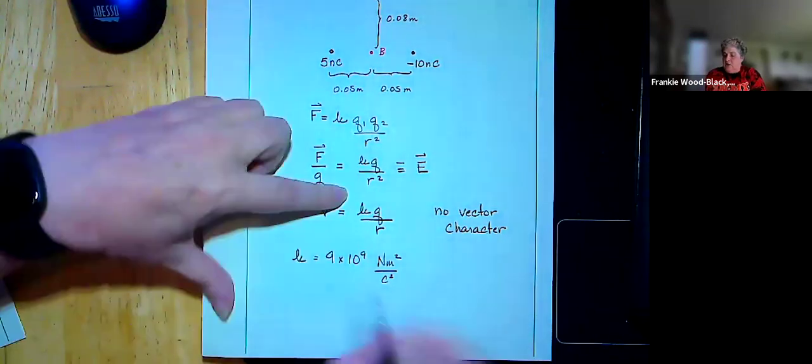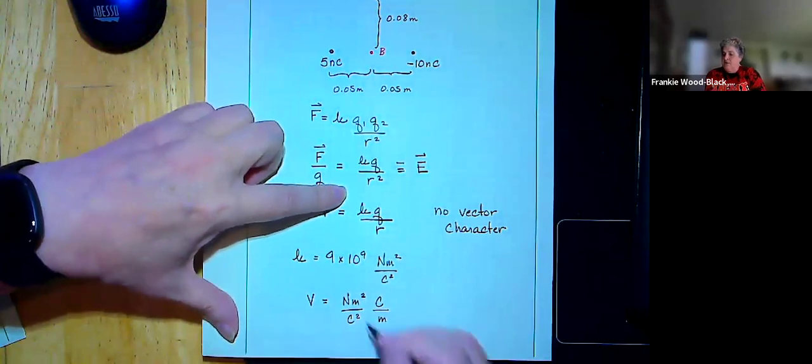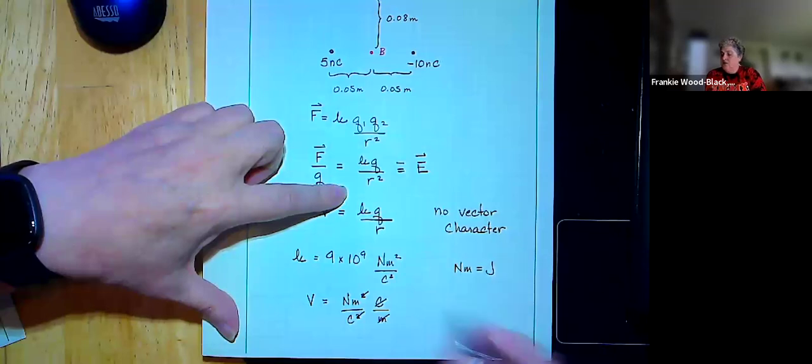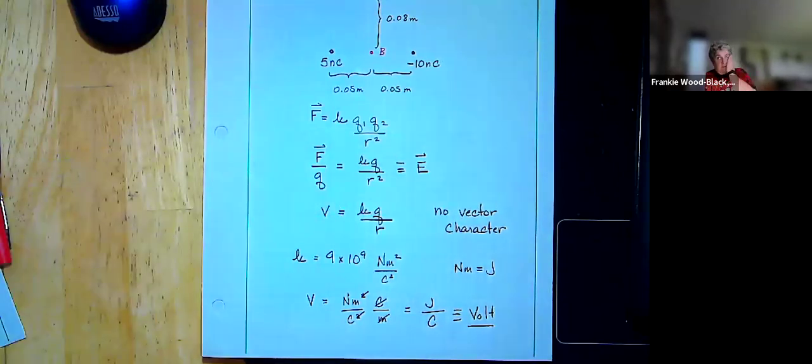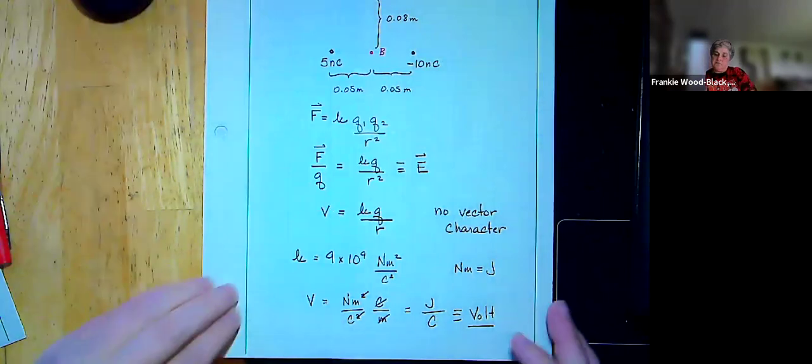So if I do this for my units, we're going to do our unit analysis here. I get Newton meters squared per Coulomb squared, times coulombs, divided by meters. One of those cancels, and remember a Newton meter is a joule. So this is going to be a joule per coulomb, and we're going to define that as a volt. So that's just looking at our unit analysis so that we have that taken care of.